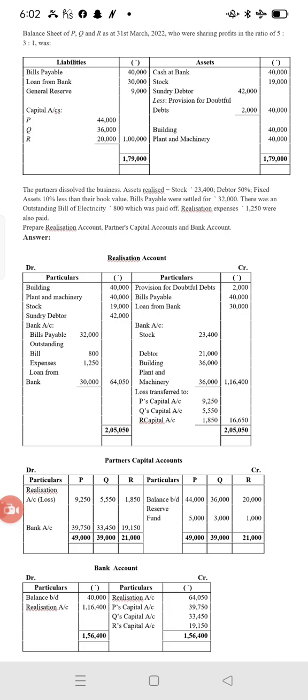Whereas dissolution of the firm is nothing but where the firm is coming to an end, and at that time you're going to sell all your assets and liabilities will be paid. That is nothing but the dissolution of the firm. So here you're going to prepare three accounts: realization account, partner capital account, and bank account.